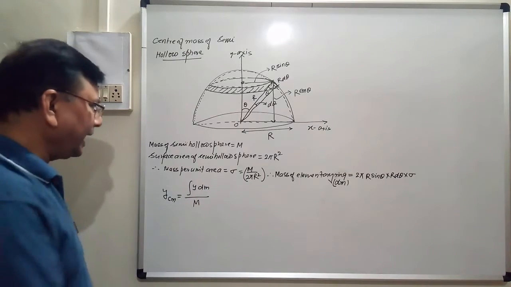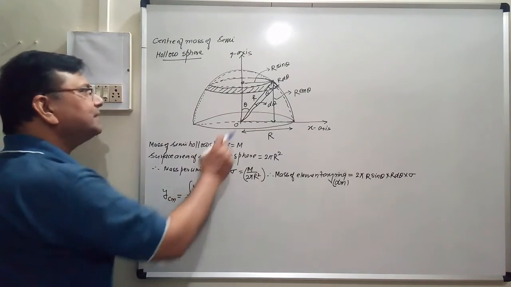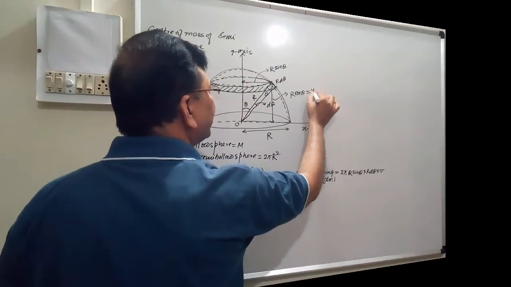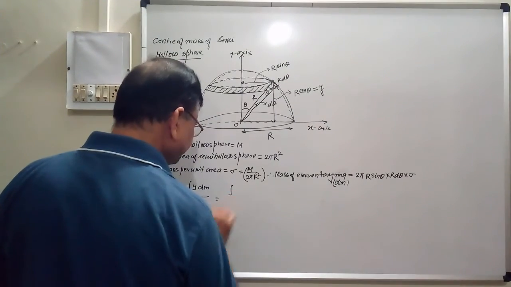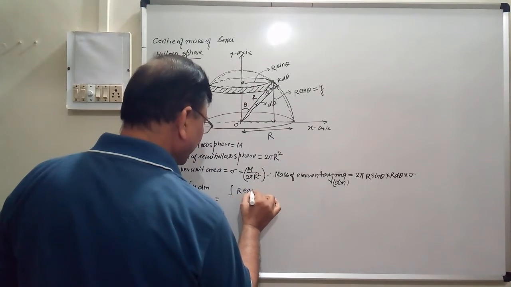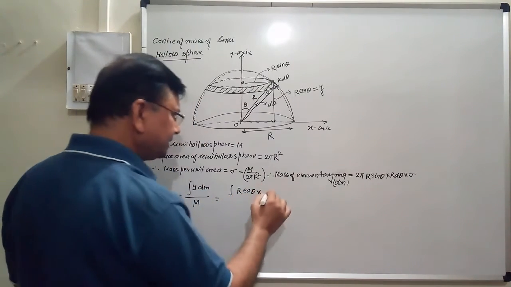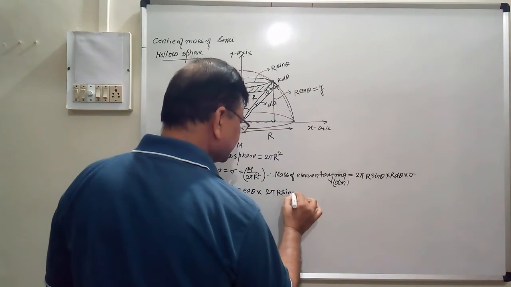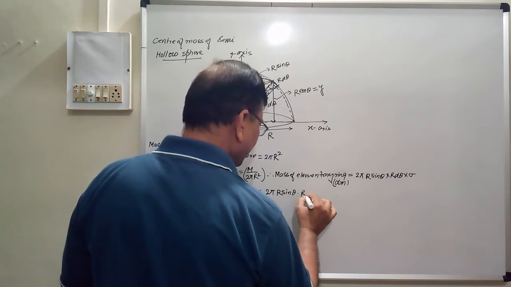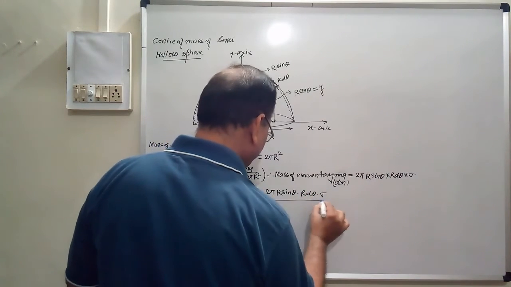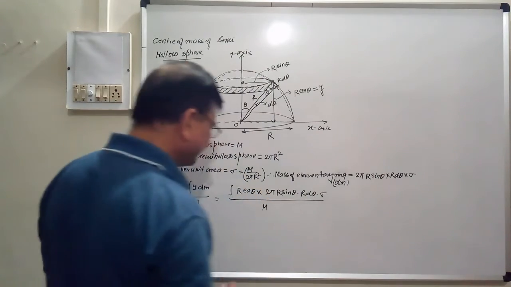dm is known, and what is y? y means center of mass of this elementary area, so this will be y. So then y is r cos theta into dm, which is 2 pi r sin theta into r d theta into sigma upon capital M.